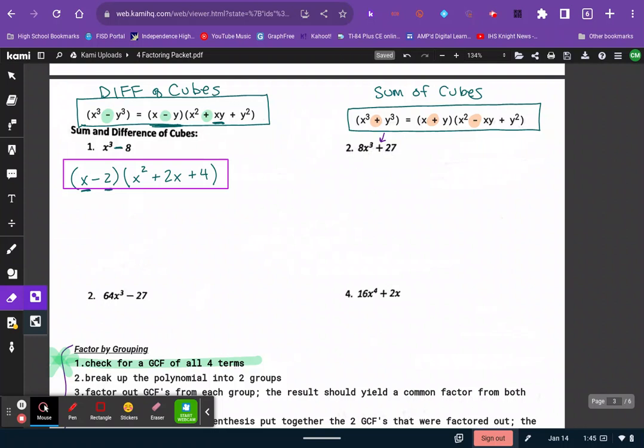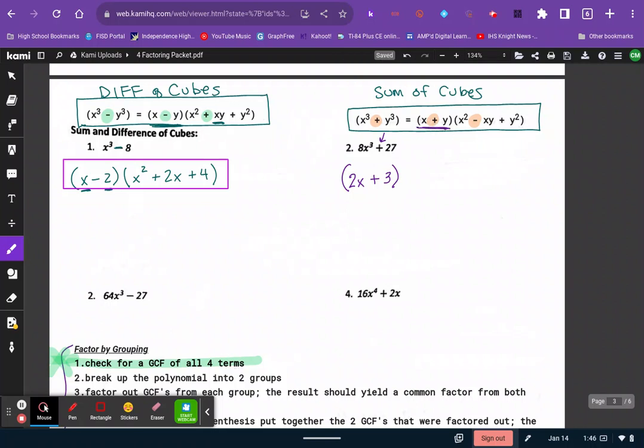Can I take the cube root of 8? Yes, cube root of 8 is 2. Cube root of x cubed is x. Can I take the cube root of 27? Yes, that is 3. So that's the first set of parentheses in my pattern.